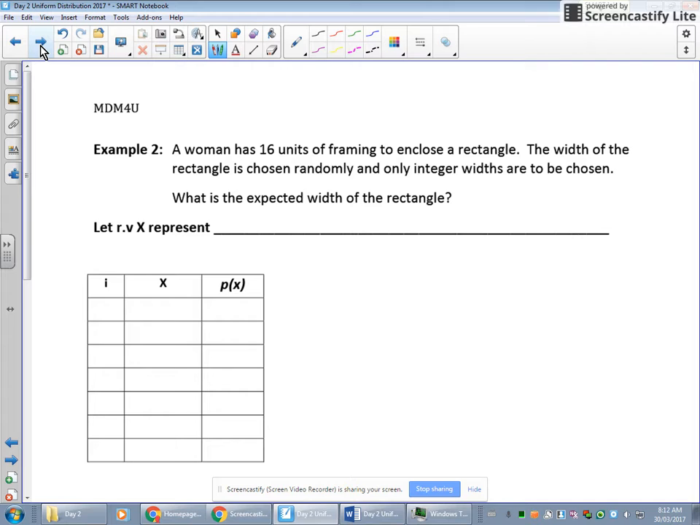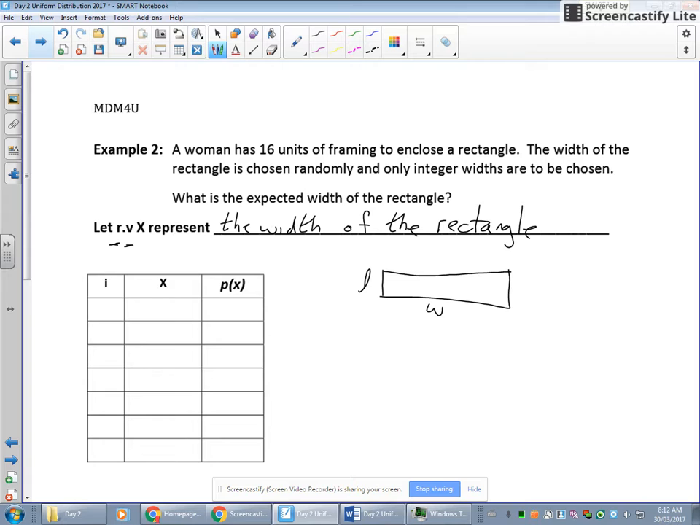Moving on to page 2, we're given a situation where a woman has 16 units of framing to enclose a rectangle. The width of the rectangle is chosen randomly, and only integer widths are to be chosen. So what is the expected width of the rectangle? So we're told to let the random variable x represent the width of the rectangle. So I'm just going to draw my rectangle. I'll call this one my length and this one my width.